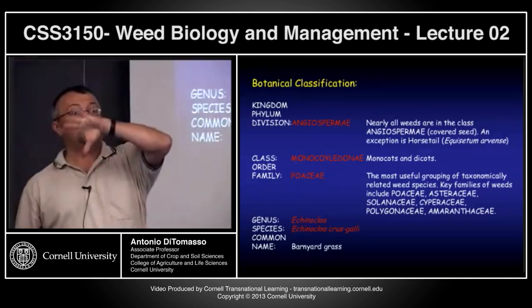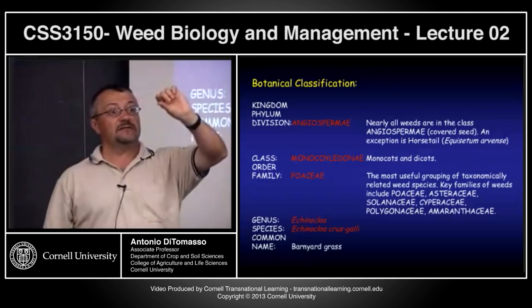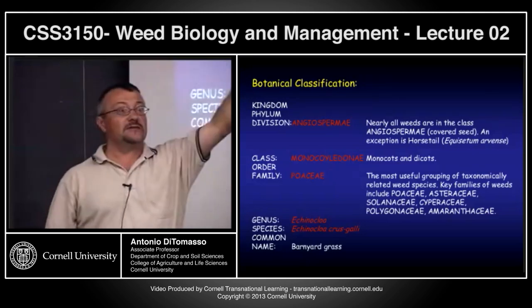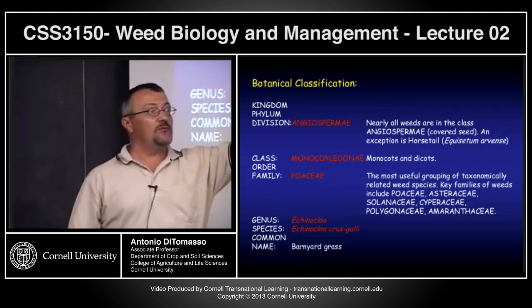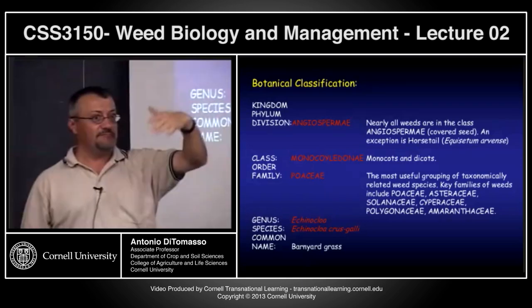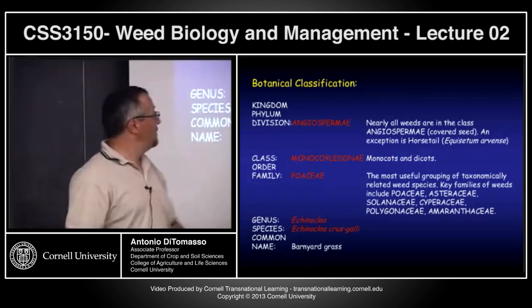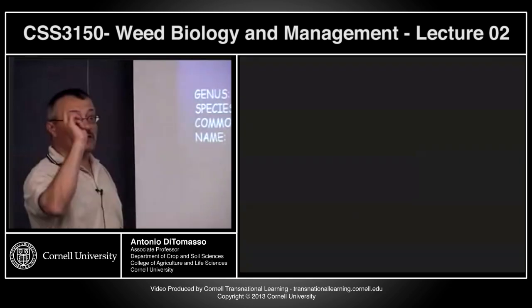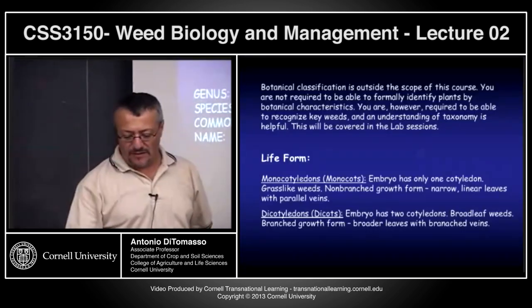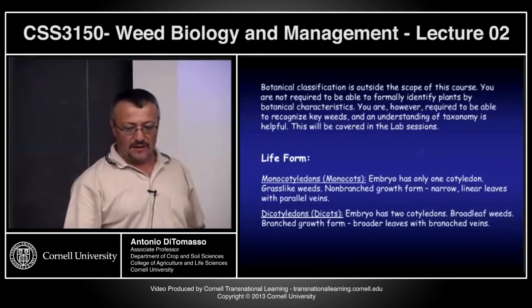The species makes it from one year to the next by seeds. That's the only link to the previous generation. There is no tissue left in the ground that would regrow the next year, like quackgrass or field bindweed. So monocots, dicots, really, really important. I think most of you know this already.